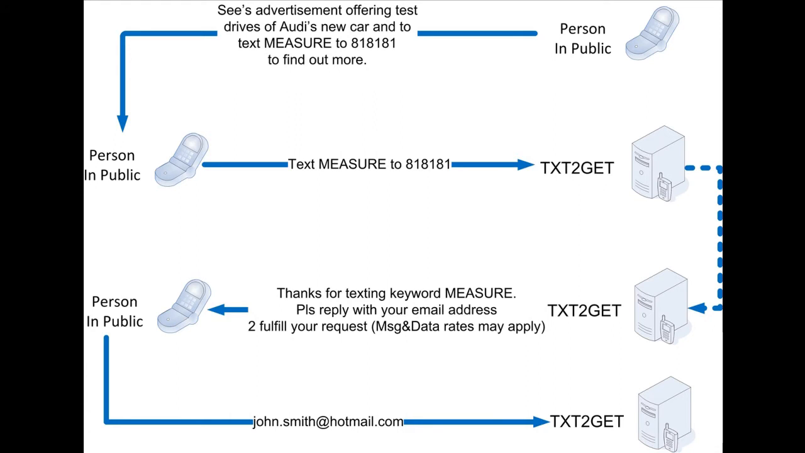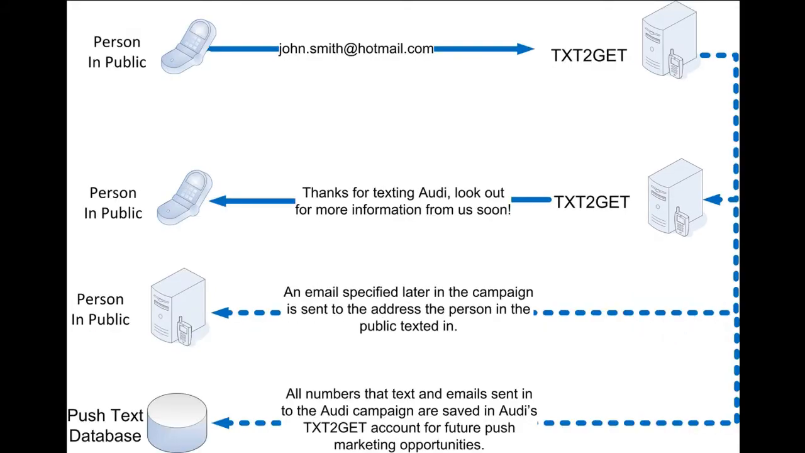The way this campaign works can be seen in this flowchart. The texter texts the keyword measure to 818181. They then receive the reply, which we'll specify in one of the later stages of this video. Ours today thanks people for texting Audi and asks them to reply with their email address. If they reply with their email address, they then receive another message thanking them. Alternatively, this reply text could also provide more information about the product, a mobile coupon, a web address, or even a free phone number. The possibilities are endless, so long as it's 80 characters or less.